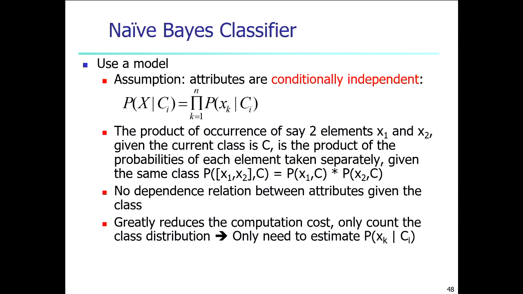So before, we needed to calculate the probability of X given Ci. And now we only need to calculate the probability of Xk given Ci and do it for all n attributes, and we would have the value of this one.